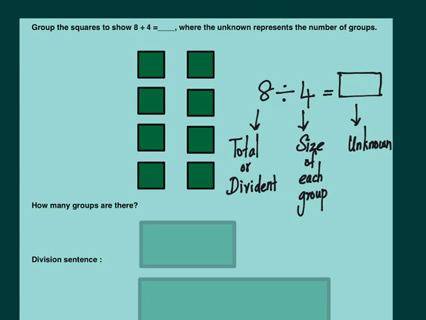In the division equation, 8 divided by 4 equals blank, 8 is the total or the dividend. 4 is the size of each group. And the blank is the unknown. Unknown is a number that we have to find. So here, what we have to find is the total number of groups.